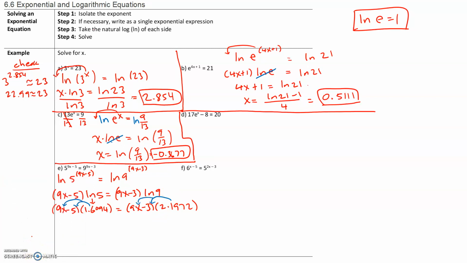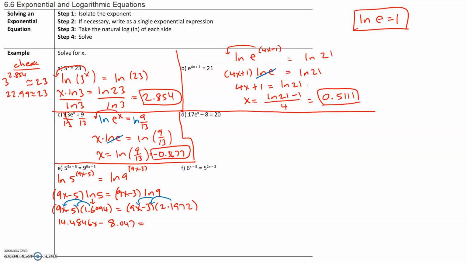Okay, so we have a calculator which we will need to use at this point. On the left side, we have 9x, so we got 9 times 1.6094, which gives you 14.4846. So we have 14.4846x. Then we have 1.6094 times negative 5, and this gives you minus 8.047.